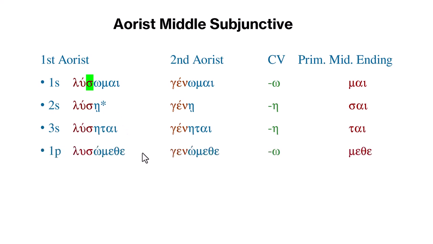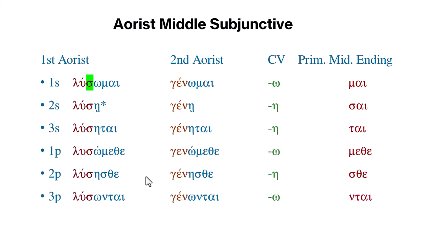And then we come on down. Everything else is fairly predictable. The endings are what we'd expect with the lengthened connecting vowel and then the endings. The only funky one here is, as often happens, the second singular, where the sigma drops out and then we have contraction with the other letters.